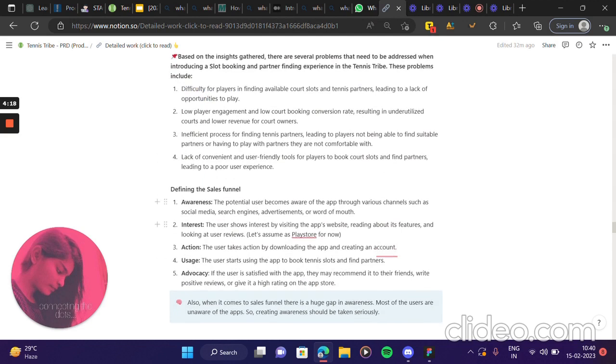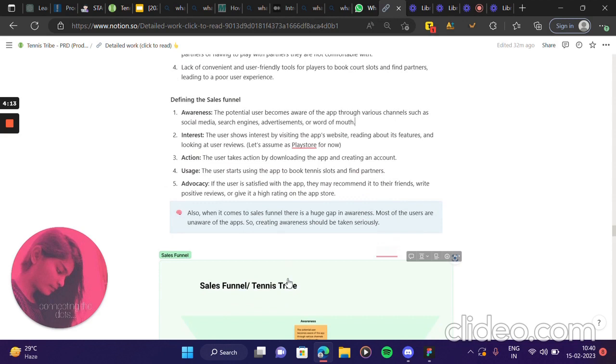And not just that, I also went ahead and wrote a sales funnel for the app I'm going to solve. So I figured out there is a huge gap in the awareness part, where all three users were not aware of slot booking and partner finding tennis apps. Even the tennis coaches were not aware of that, and I feel we have a huge scope there to start doing a lot of social media marketing, where we can find a lot of users and reach them.